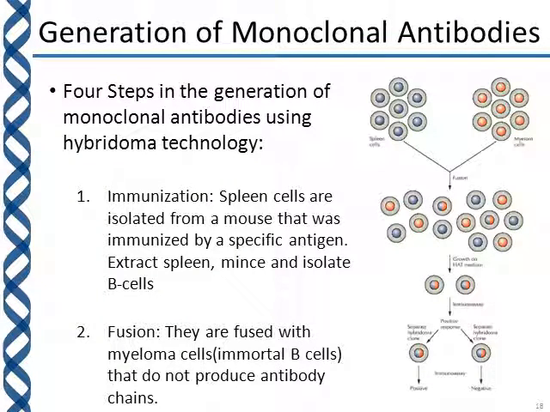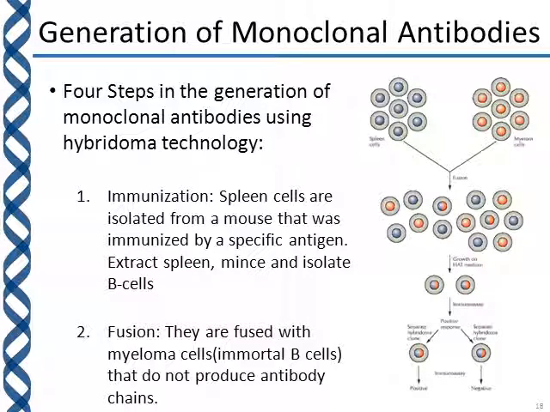So how do you generate a monoclonal antibody? Well, there are 4 steps in the generation of monoclonal antibodies using hybridoma technology. First, there's the immunization. You have a mouse which is immunized with your target molecule of interest. The spleen cells are isolated from this immunized mouse. You extract the spleen, you mince it and isolate the B cells.